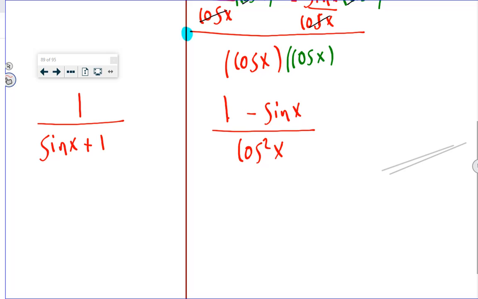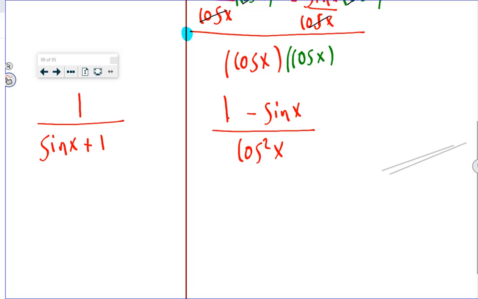Do you mean 1 minus sine x? Is that what you actually mean? Is cos x 1 minus sine x? I think I know what you mean, Aiden, but cosine of x is not 1 minus sine x. Okay, we can't do that.